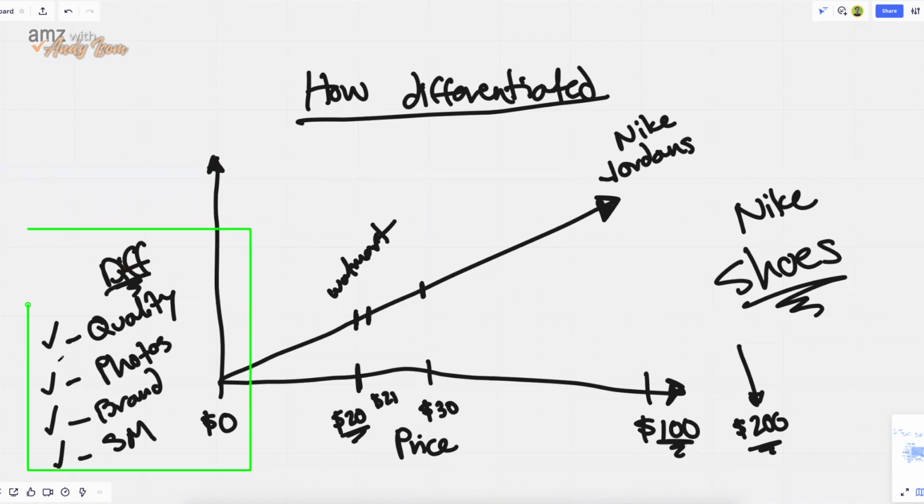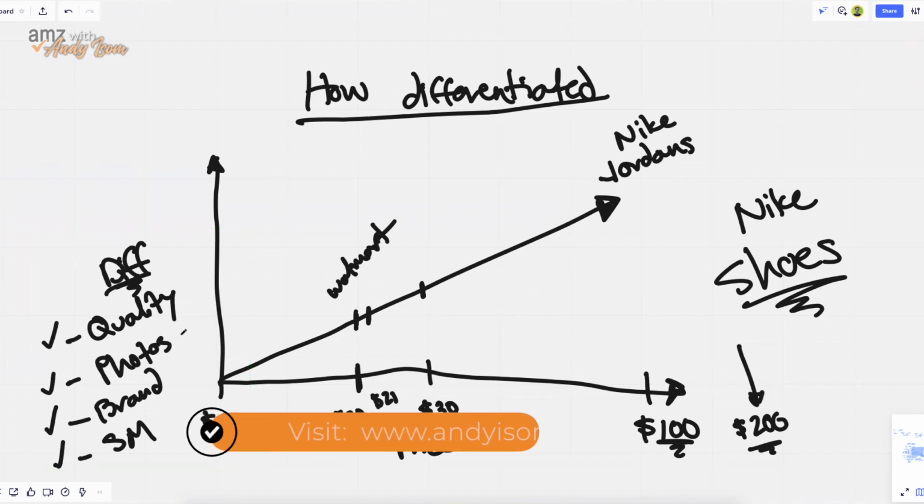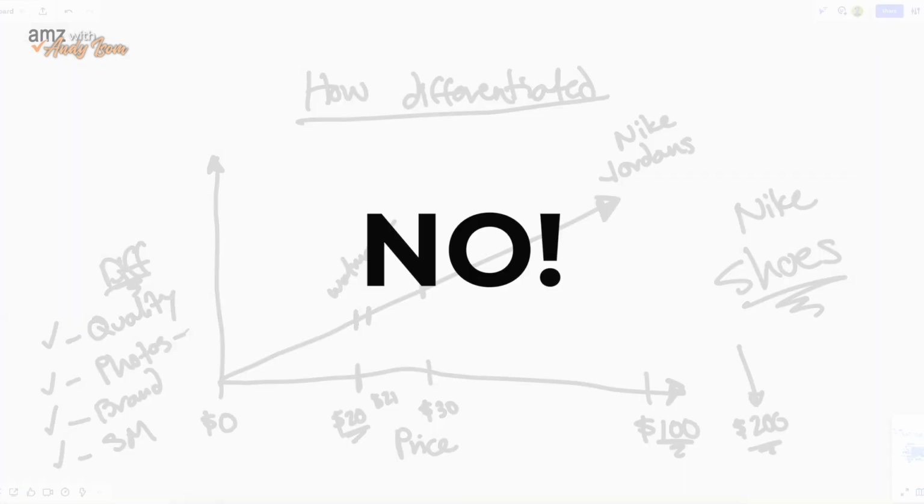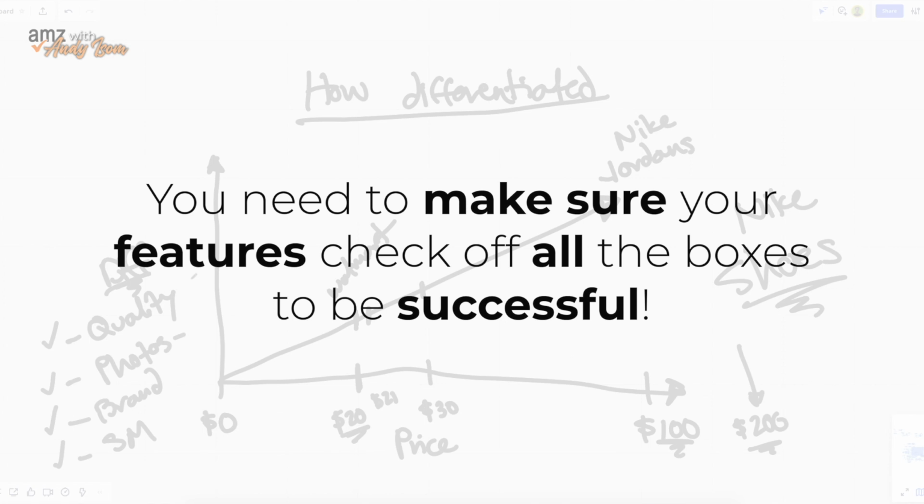And make sure you're considering all these other things. Don't just think, oh, I can be lazy with my product photos, or lazy with my social media, or lazy with my branding because I have this one added cool feature that no one else has. No, you need to make sure your features are checking off all these different boxes if you're going to sell at a premium price.